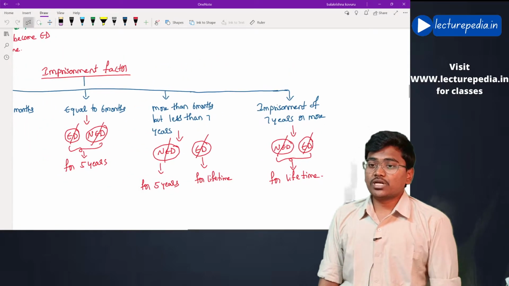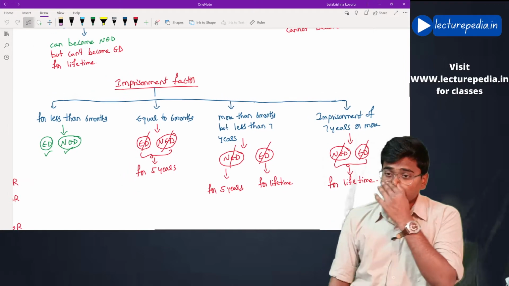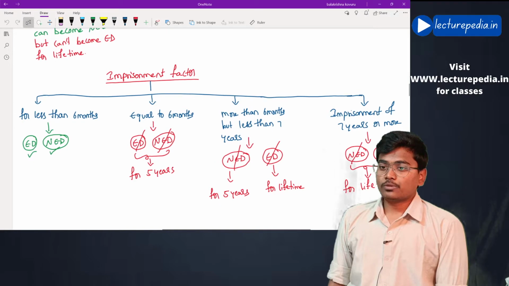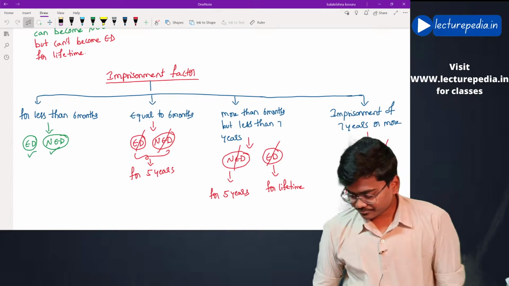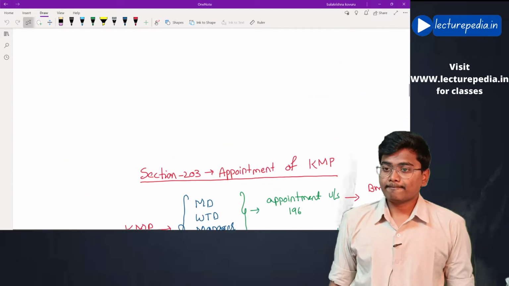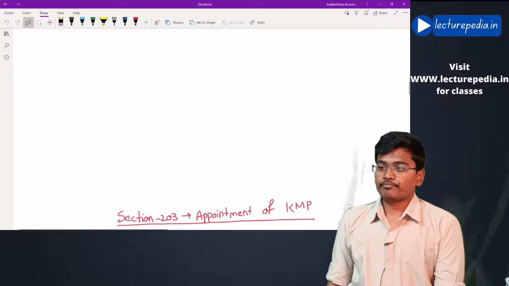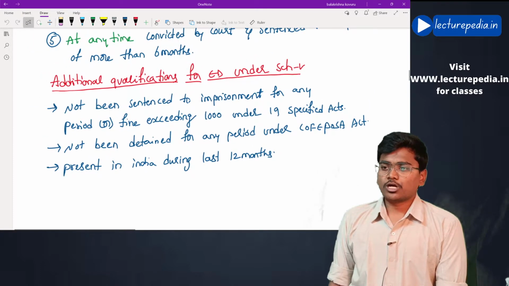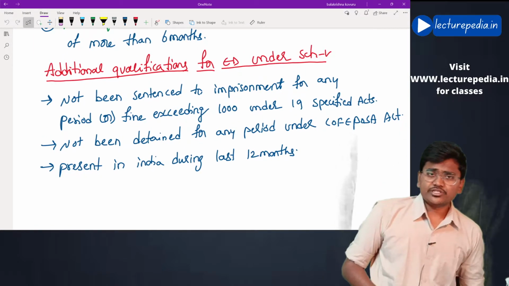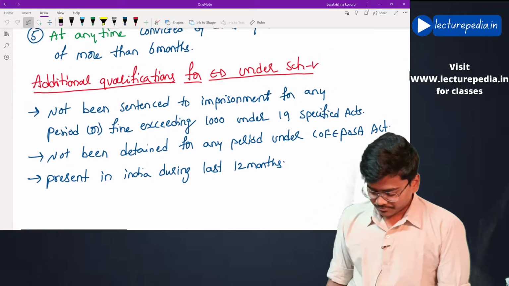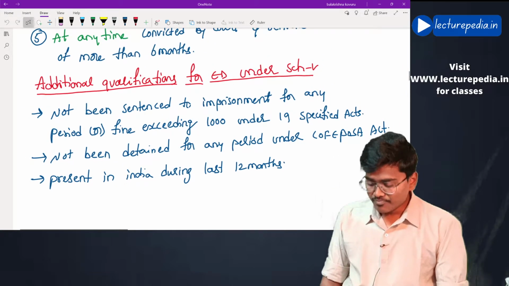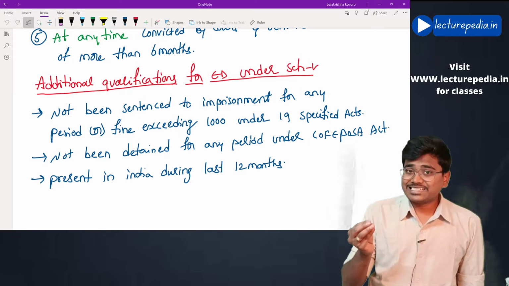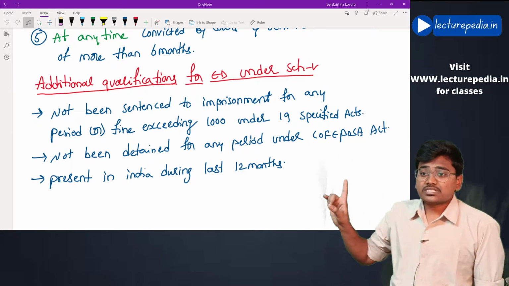This is a reading together of section 164 and section 196. You can also take a screenshot of this. Is this clear? Next, we are left with these additional disqualifications or additional qualifications prescribed in Schedule 5. What are these? First of all, additionally, the person whom you are going to appoint as executive director must also possess these qualifications.